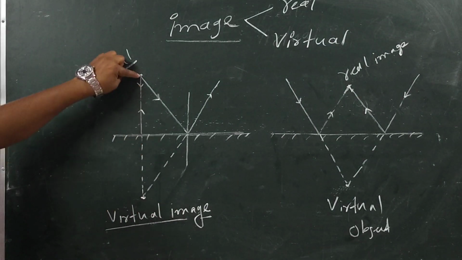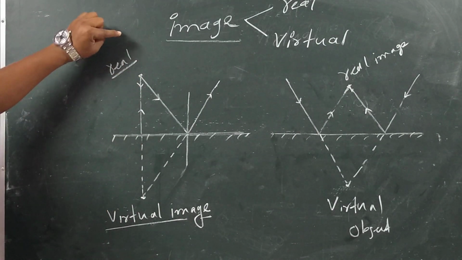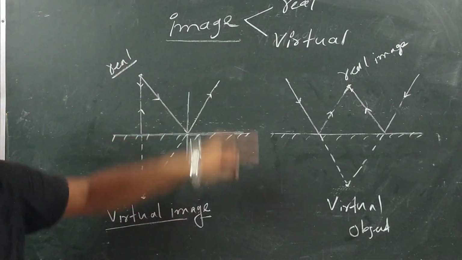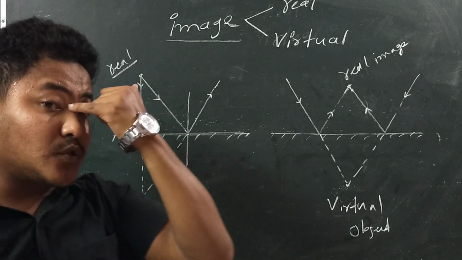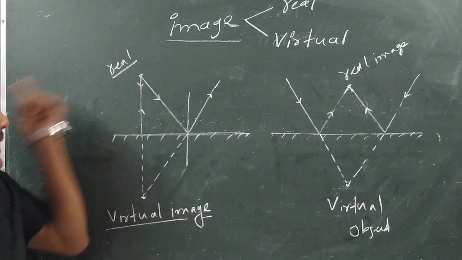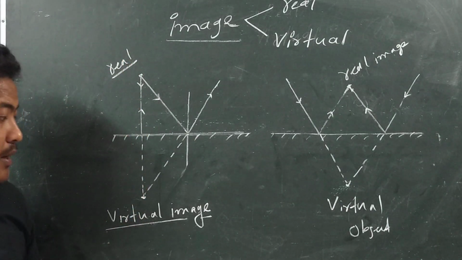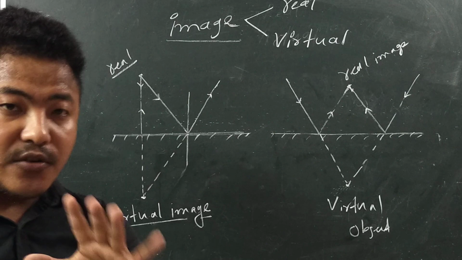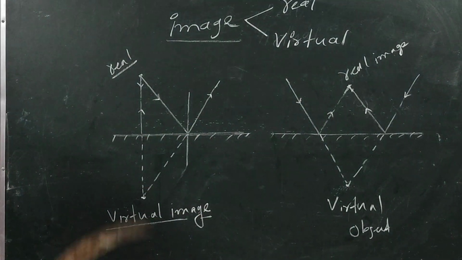In this case, this is the ray, it bounces back, and again this is the ray, it goes this way. There is no chance of actual meeting between these two reflected rays. So this will be your real object, and this is your virtual image. Is that clear to all of you? Kyle noted down a very important thing, image.